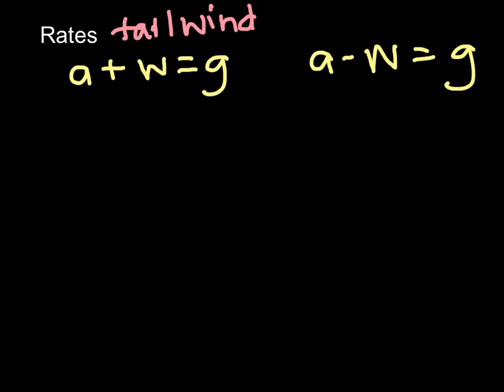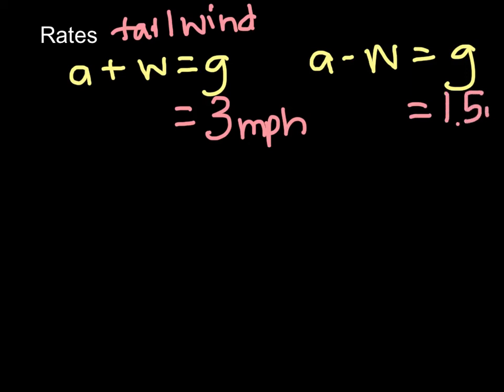flew at a ground speed of 3 miles per hour. So overall, with the wind, he was traveling at 3 miles per hour. We don't know what the airspeed was. We don't know what the wind speed was, but we know that overall, taking all of it into consideration, he was going 3 miles per hour. Then, on its return, so when the bird turned around and flew back to the nest or wherever it was going, the bird was traveling at a ground speed of 1.5 miles per hour. Knowing this, we can figure out what the wind speed was in either direction.